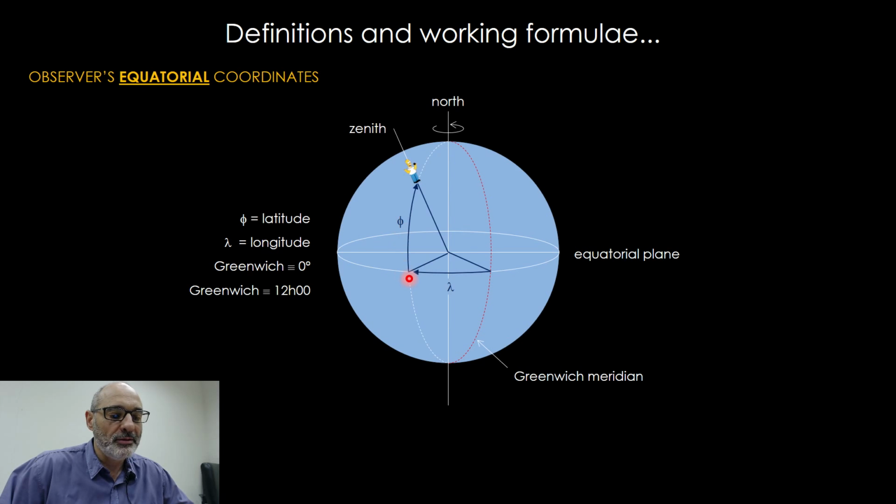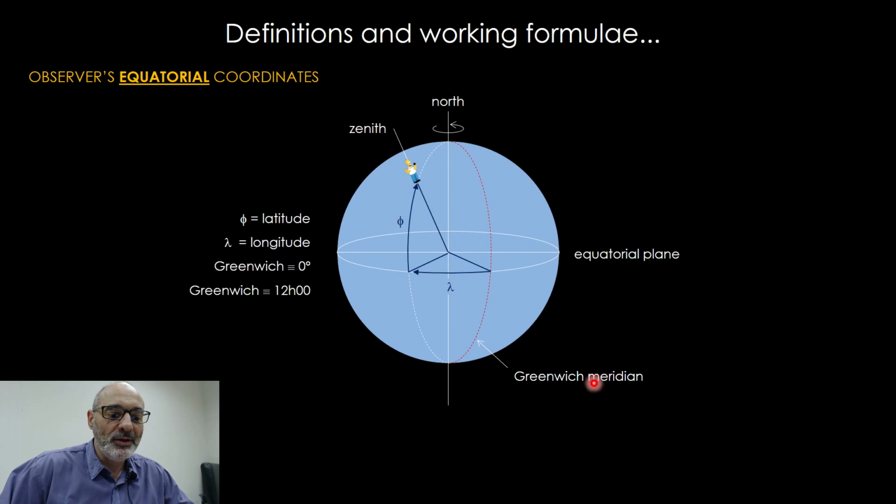Phi, let's start with latitude. Phi is measured from the equator to the observer on the corresponding meridian. The meridian is the line that starts at the North Pole, goes to the South Pole, and passes by the observer. So latitude is simple. You measure from the equator.